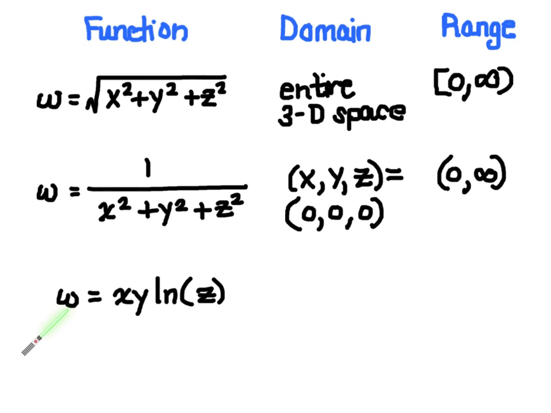And here we have a third function, w, that's equal to x times y times the natural log of z. In this case, z will never equal 0 and will only be positive. So the domain restriction is that z will always be greater than 0, and the range of w will consist of all reals from negative infinity to positive infinity. And again, we note that we use parentheses when we're talking about positive and negative infinity because we never reach them.